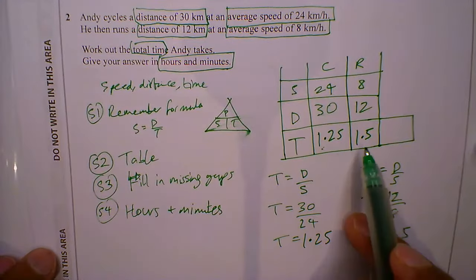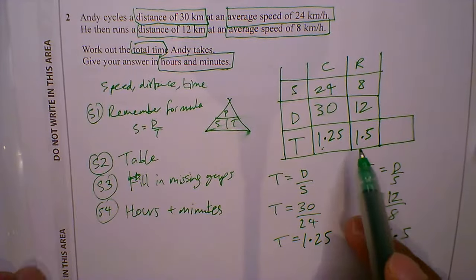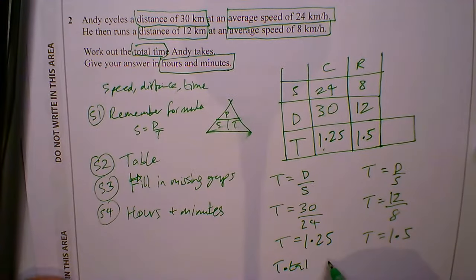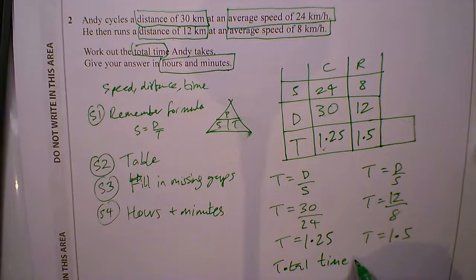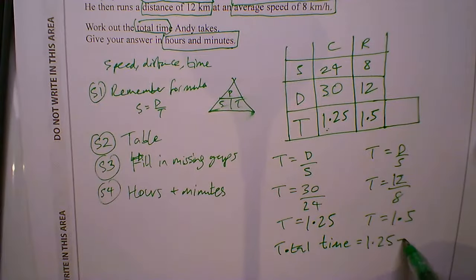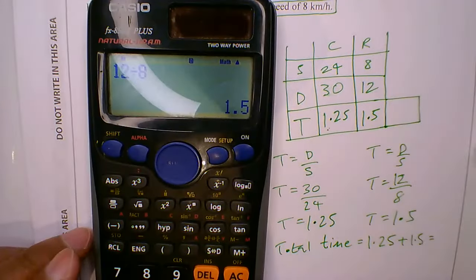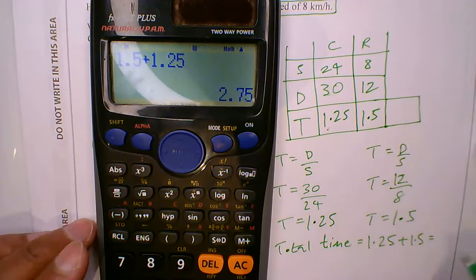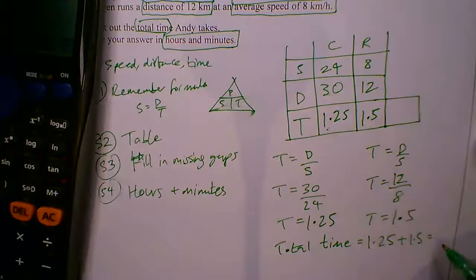And so now I want my total time. I just add these two together. Total time equals 1.25 plus 1.5. That gives me 2.75.